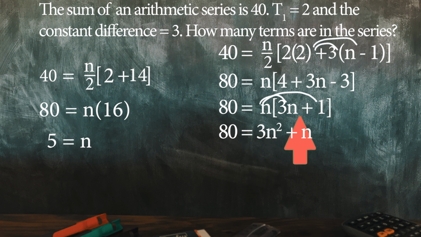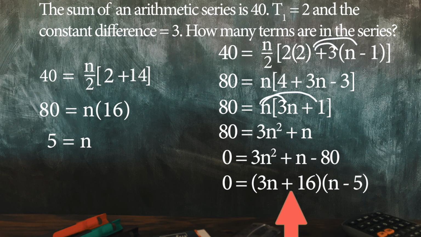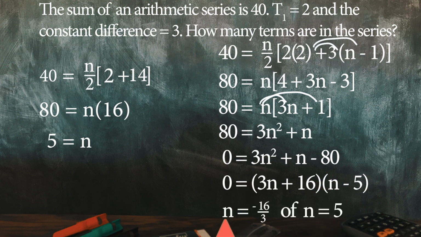And now this is a quadratic equation, and with quadratic equations we move everything to the one side. That's why it looks like this. Now we are going to factorize with a trinomial factorization, and we are left with 0 equals (3n + 16)(n - 5). This is the zero product rule, so we solve for n by equating each bracket to 0, right? So then we are left with n equals minus 16 over 3, or n equals 5.